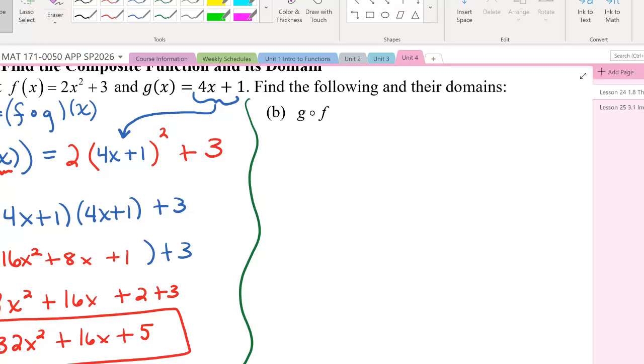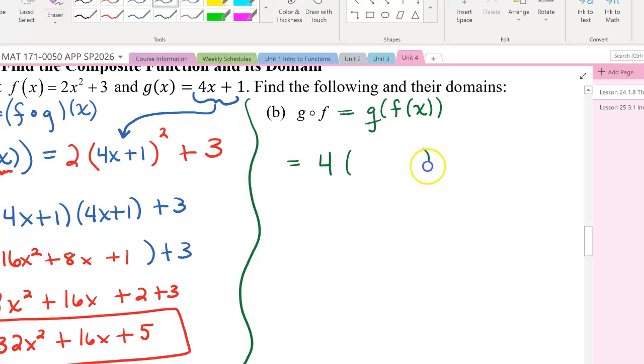Example 2b. In example 2b, I'm asked to find the composition of g of f and its domain. So remember, the composition of g of f can be written like this. So this time, instead of plugging a number in, I'm just going to embed f of x into g of x. So remember, the outside function becomes the shell, and g of x is 4x plus 1.